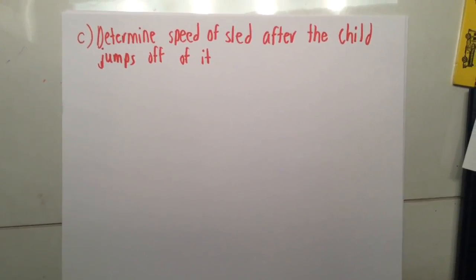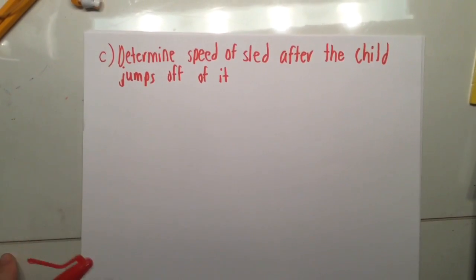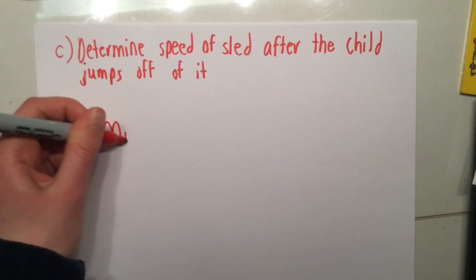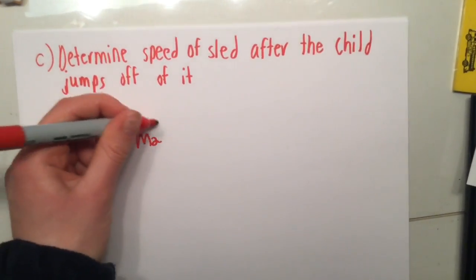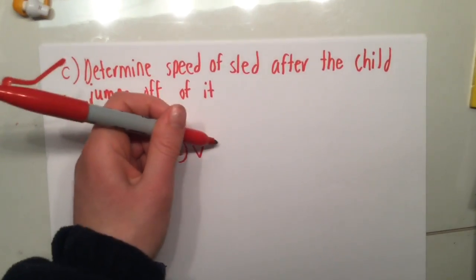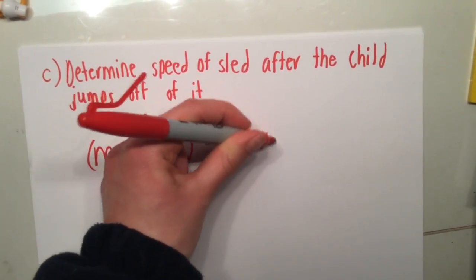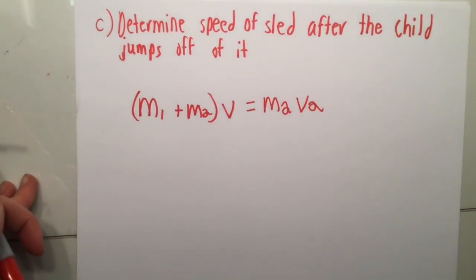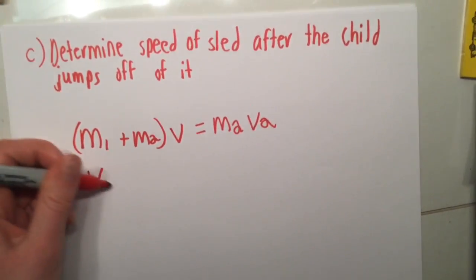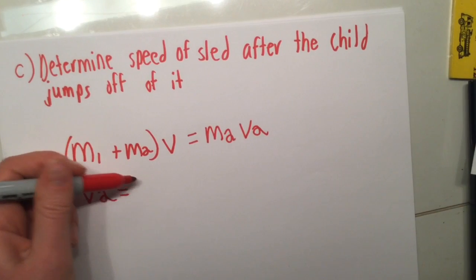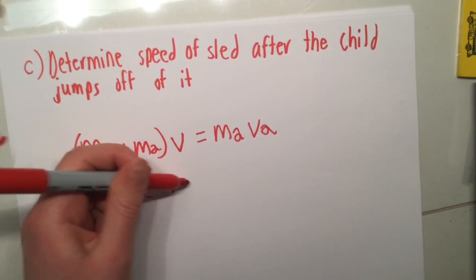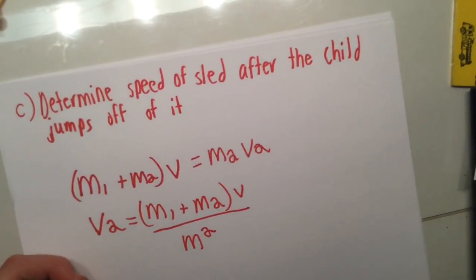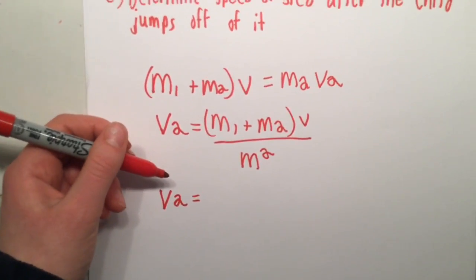Part C asks us to determine the speed of the sled right after the child jumps off of it. So in this case, we are finding the velocity directly after the child jumps off the sled. We can write m1 plus m2 times v, which is the total mass times velocity, is equal to m2 v2. Instead of, like in part A, where we had m1 v1, now we're doing m2 v2. To isolate v2, we can write v2 is equal to m1 plus m2 times v divided by m2.